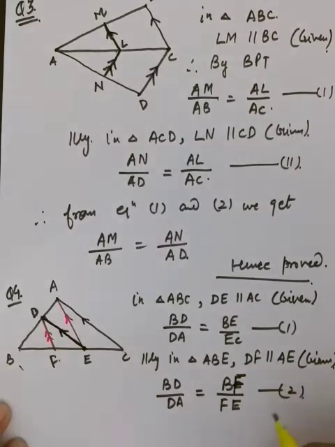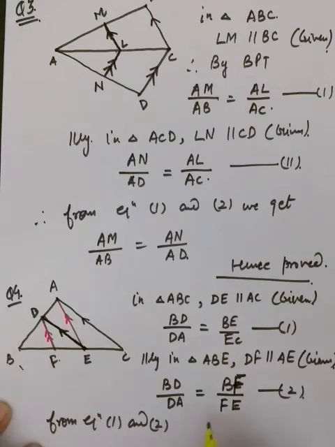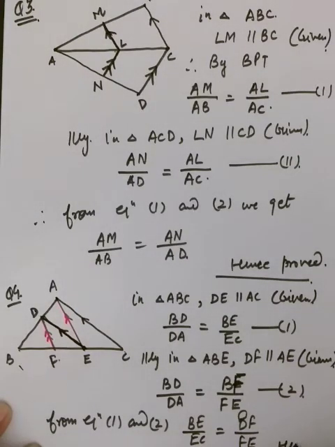Again from equation 1 and 2, this question is same as above question. Again BD by DA is same in both of the equations. So we can write BE by EC is equal to BF by FE. Hence proved.